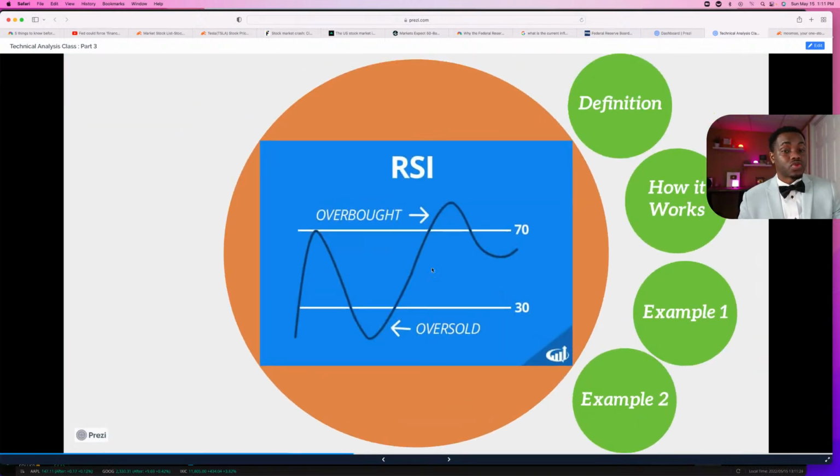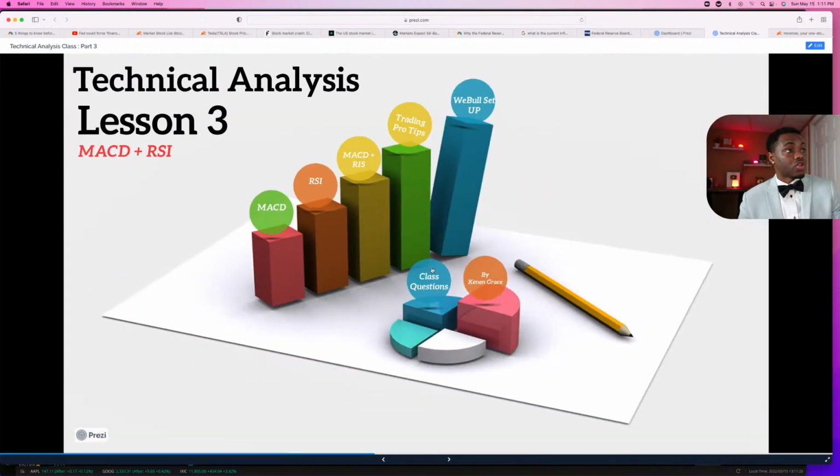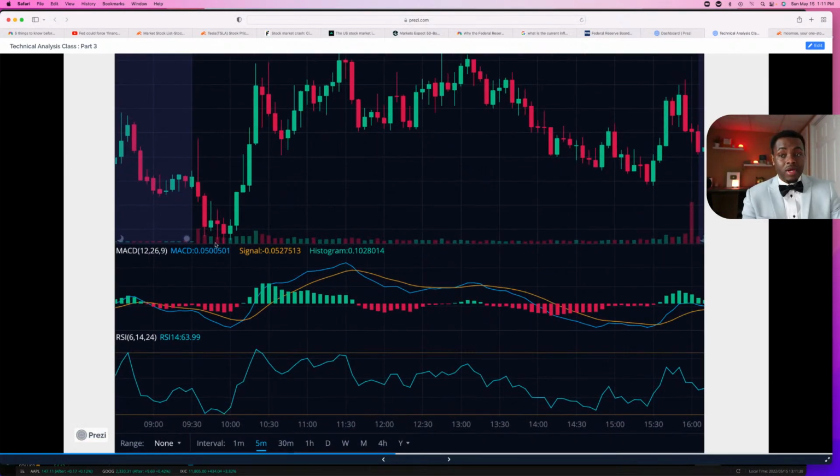All right, now let's use these two together. So you have the MACD and RSI together. How do you combine them? The reason you would combine them is to have added confirmation, right? All of these indicators, they're great. They all work, but they work well together.